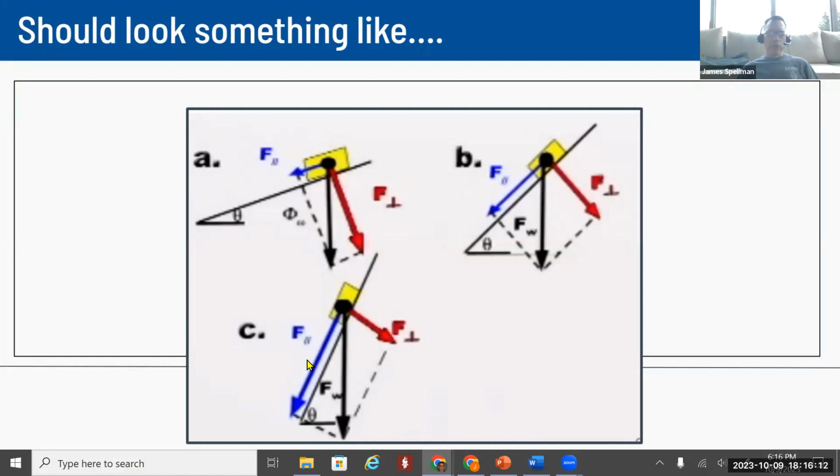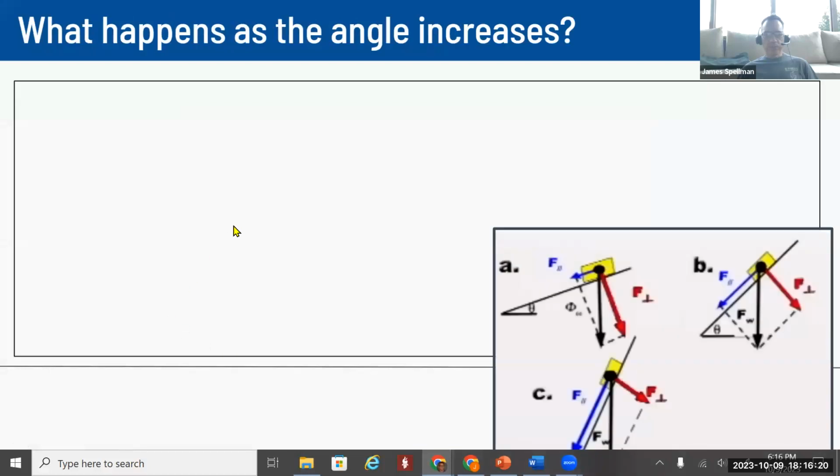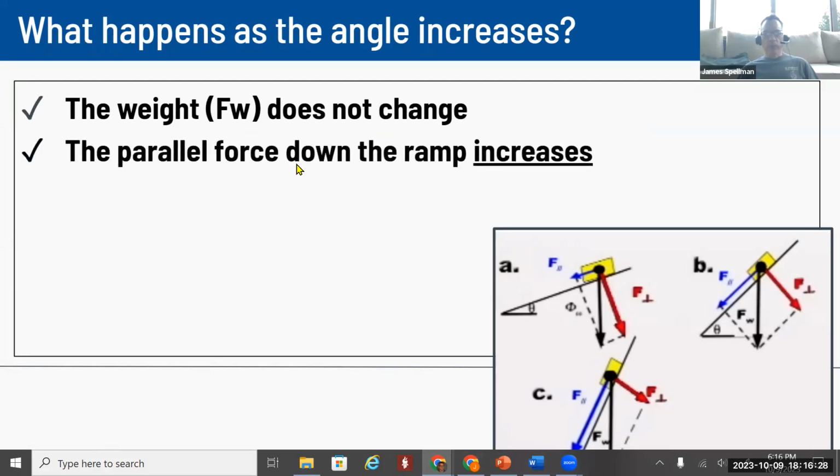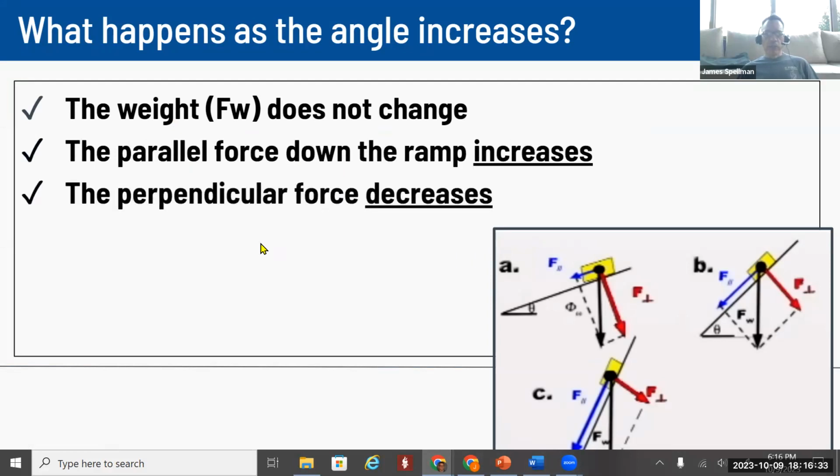And so again, there's not as much force pushing into the ramp as it gets steeper. Correspondingly, the opposite happens. The force that's parallel to the ramp increases, and it wants to go straight down a little bit easier. So again, the weight doesn't change. The line that we're drawing straight down is still the same line. However, the parallel force is going to increase as it gets steeper, and the perpendicular force is going to decrease as it gets steeper.